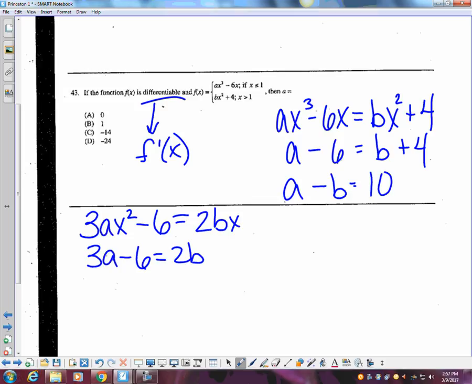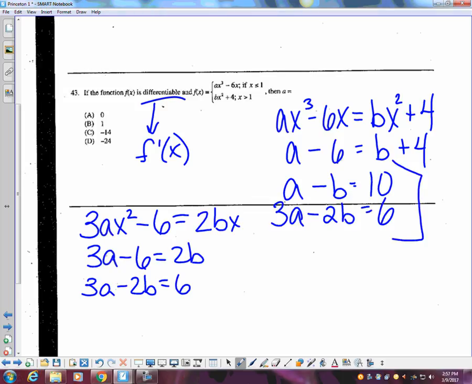Okay, now make that guy look like everybody's in the right spot. So who needs to move? Okay, so I'm going to subtract my 2b over, and I'm going to add my 6 over. Now, back in the day, y'all could get to here. This is where you put the 2 together, and you make a system. So look at those 2 together, and we're going to do a system.